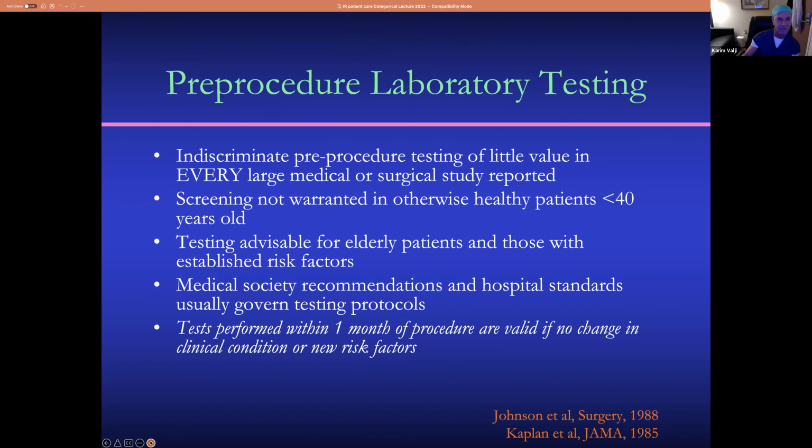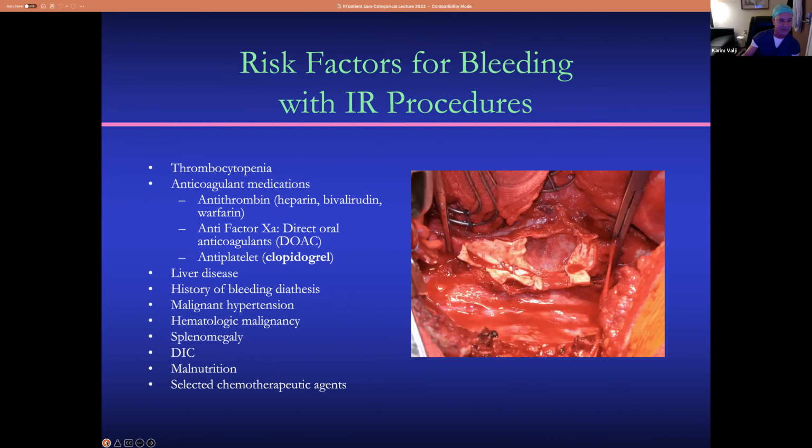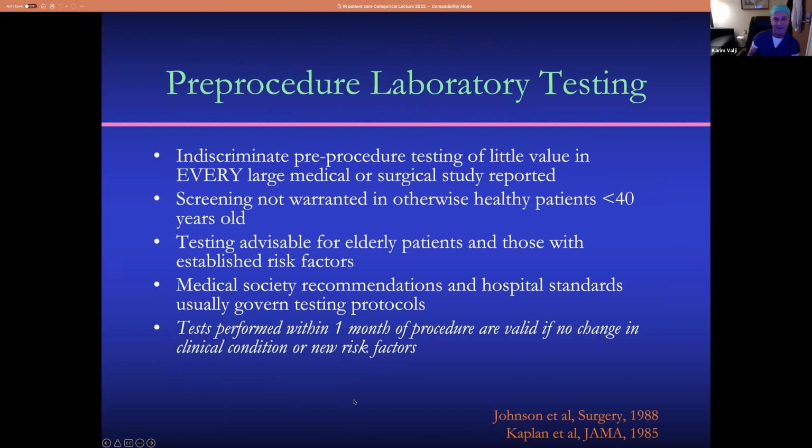So lab testing, we do it. We don't need to do it because there have been scores of studies that have looked at indiscriminate, just generalized all-comer screening of lab tests before invasive procedures. They are useless, but hospitals still require it. So we end up doing it.